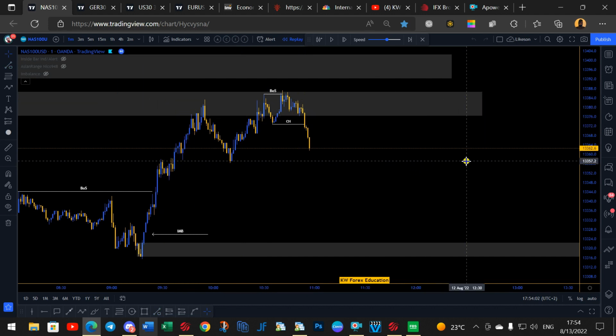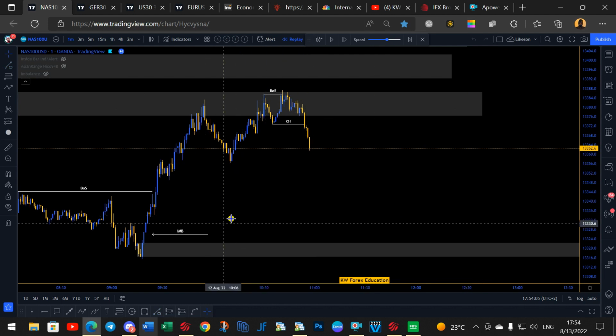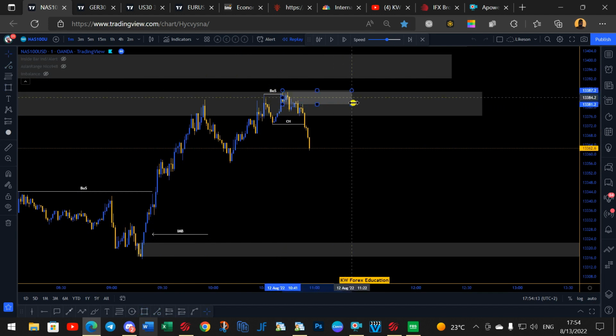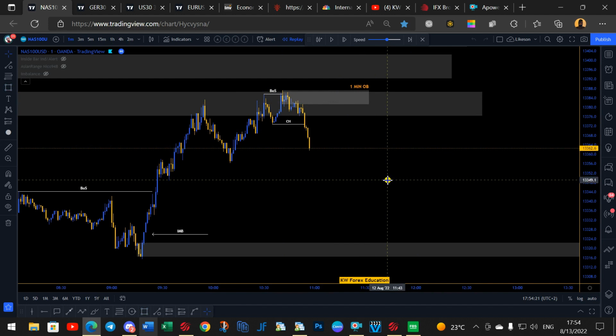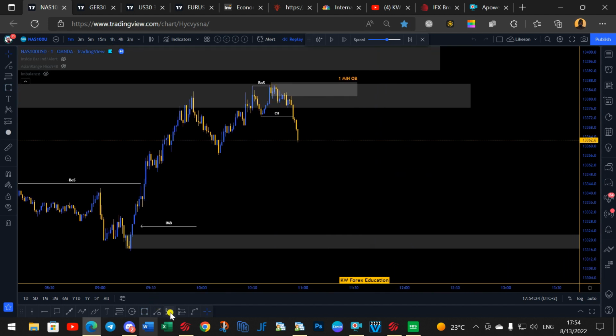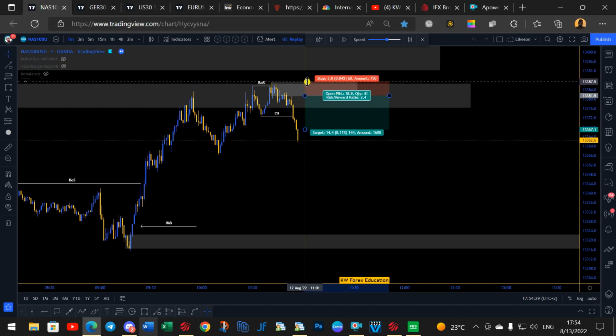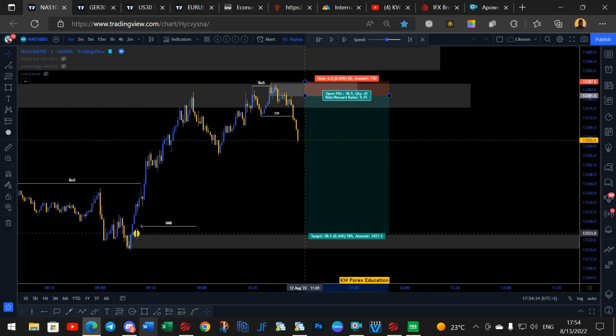So after we have a change of character, now we mark our last order block on 1 minute time frame. So we can just label this as 1 minute time frame. So now this is the area where one would start looking to sell, with a stop loss just above the area there. And now you have your target. The target is where your imbalance is, where imbalance is in that zone, right?